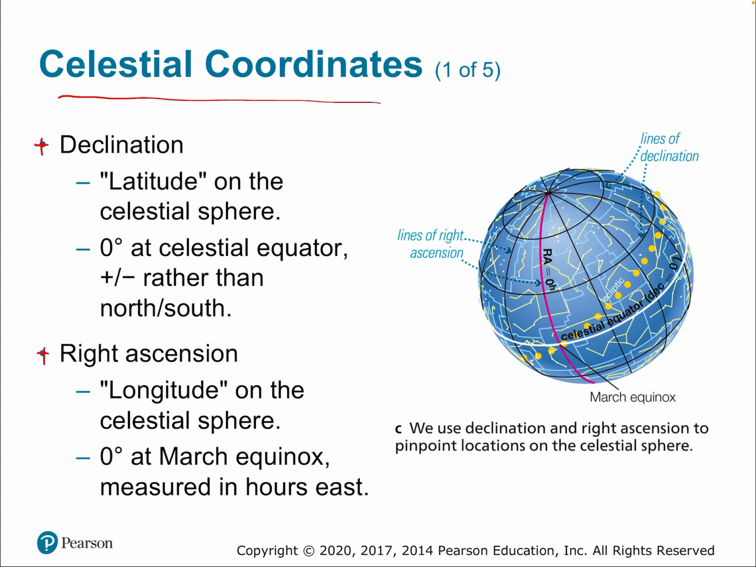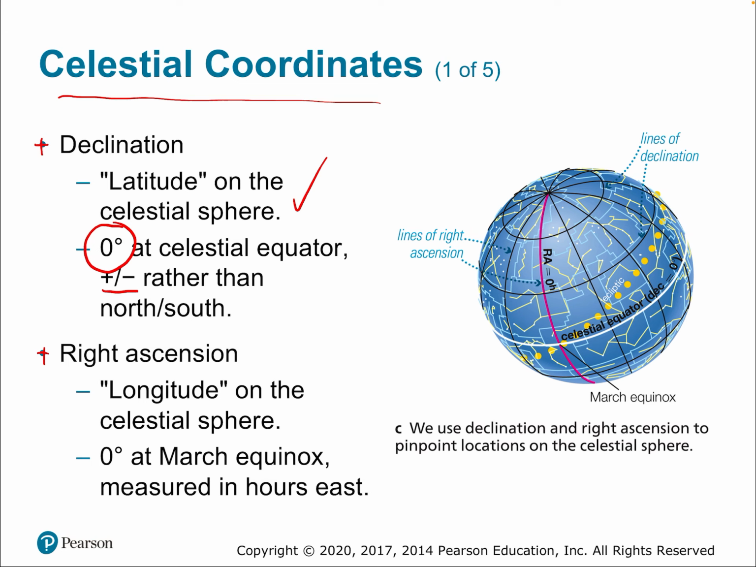More about celestial coordinates and more details about those terms I identified two slides ago: declination and right ascension. So declination is simply like latitude on the celestial sphere. It's got 0 at the celestial equator, just like latitude is 0 on Earth's equator, okay? Now, we don't use north and south, however. The terminology is positive and negative. So you either have positive declination or negative declination, positive going towards the north and negative going towards the south. But the terms are just used differently here, okay?